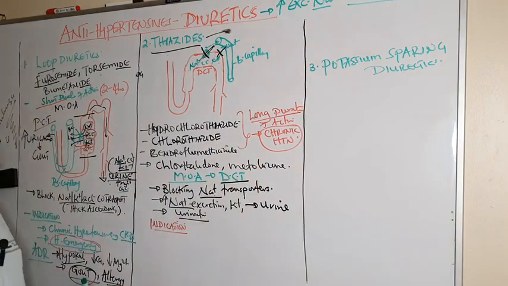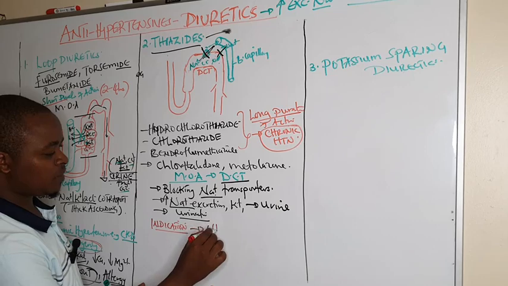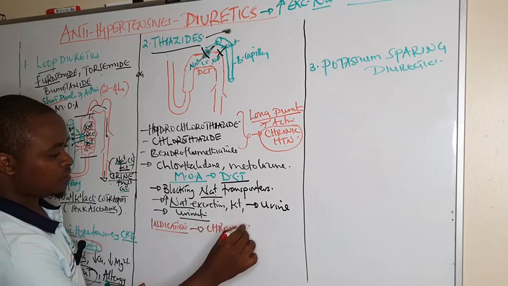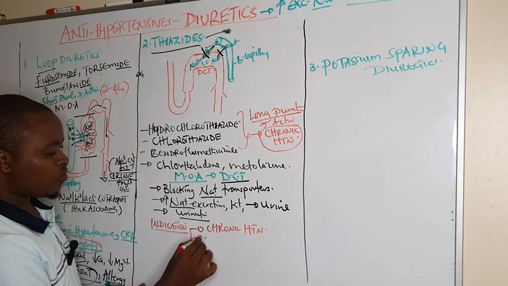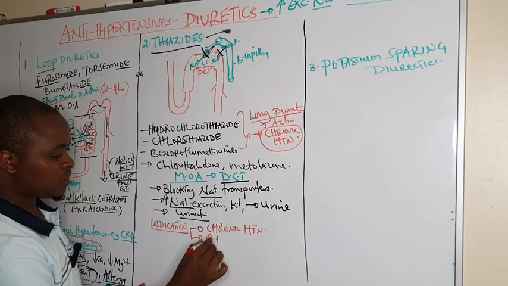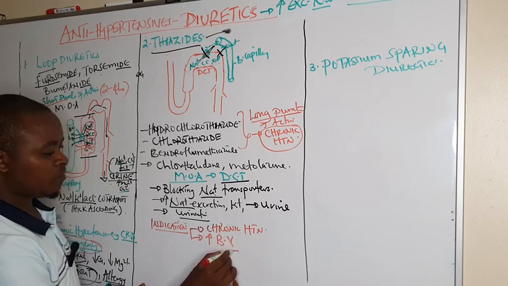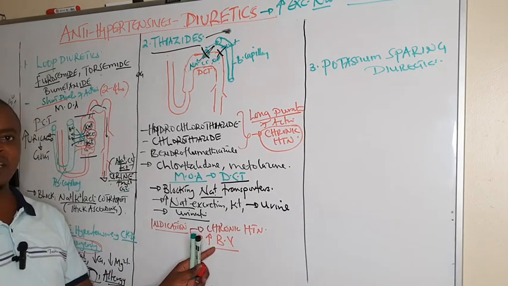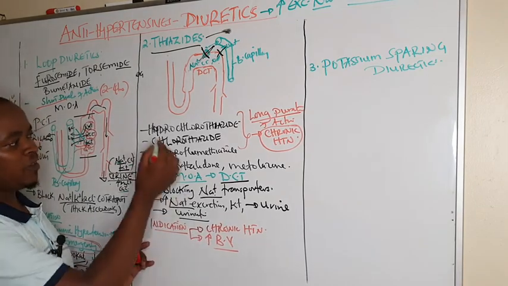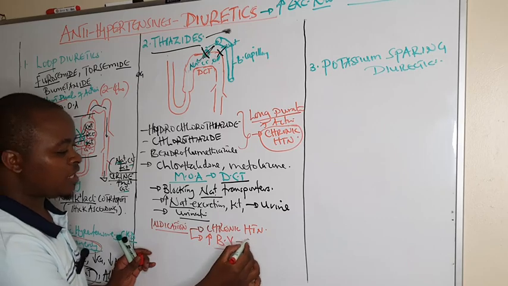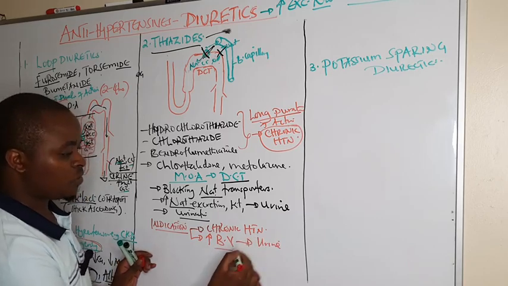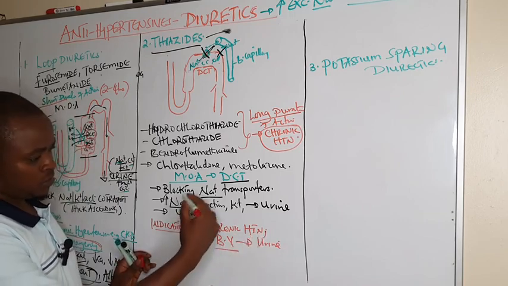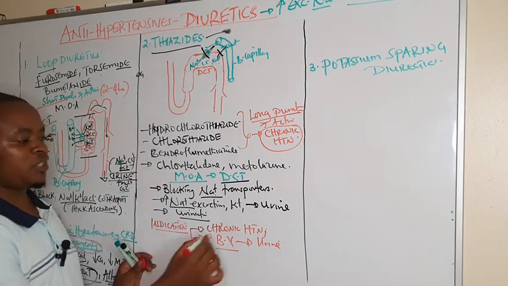And of course, another indication apart from chronic hypertension, we can also use them in hypertensive people who have a problem due to increased blood volume. If someone's hypertension is due to increased blood volume, we can give the thiazides so that we can increase loss of water in urine. And we can also give them to hypertensive patients with edema.